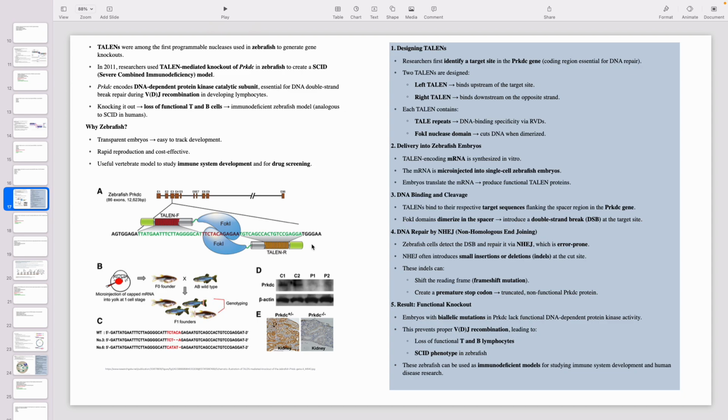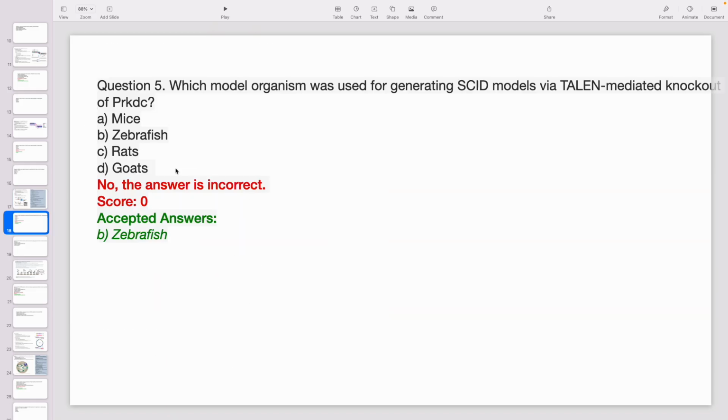So why zebrafish? Because it is a useful vertebrate model to study immune system development and for drug screening. It is also very cost effective, more cost effective than the rat model, so that is why zebrafish are used. So the correct option is option B, zebrafish.